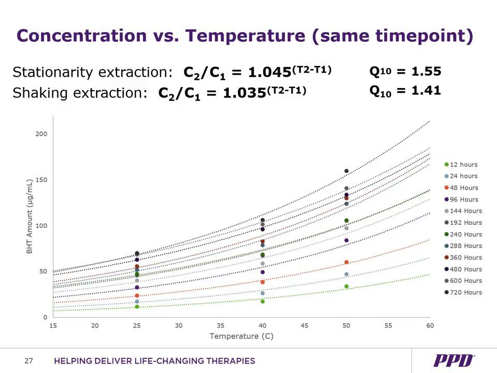We then back calculated to get the Q10 factor of 1.55 for stationary and 1.41 for shaking. The difference between the two data sets is within experimental variation and aids in supporting that shaking does not impact the extraction of BHT.